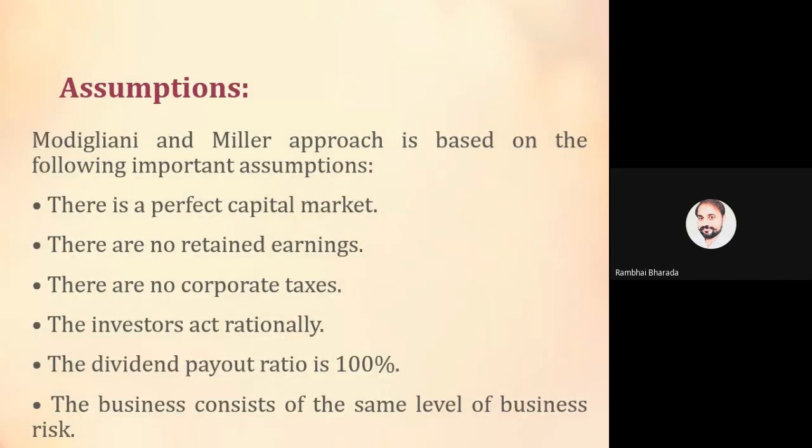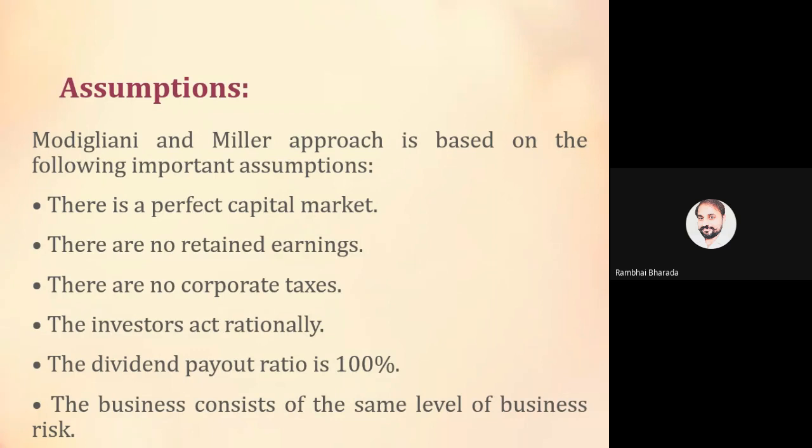Some assumptions are there. These assumptions are fulfilled. Okay, then and then this theory is well. Number one is there is a perfect capital market. Perfect capital market means market is perfect in terms of all the conditions. There are number of sellers, there are number of buyers, all are price takers. There is no restriction about the entry and exits. The price mechanism is work according to the demand and supplies. No one is price maker here.